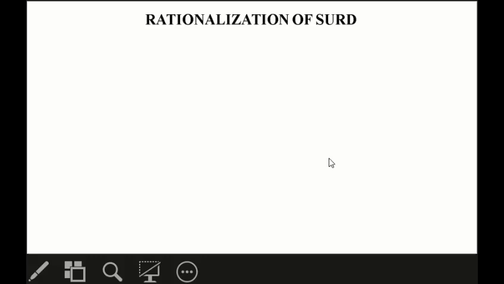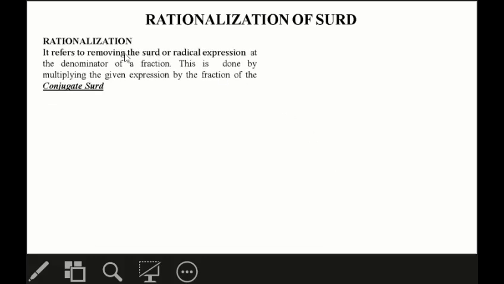Rationalization. Good. So we say rationalization refers to removing the surd or radical expression at the denominator of a fraction. This is done by multiplying the given expression by the fraction of the conjugate surds. So before you can rationalize, you must know the conjugate of that surd at the denominator. Then you multiply the expression that you have by the conjugate of that fractional surd. Good. Let's see an example.